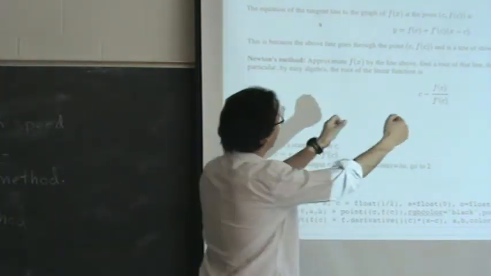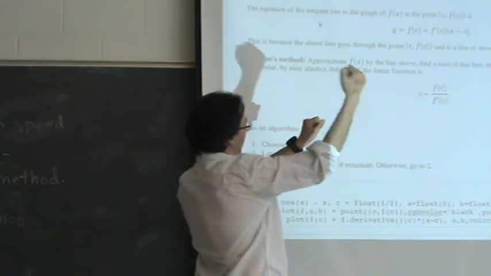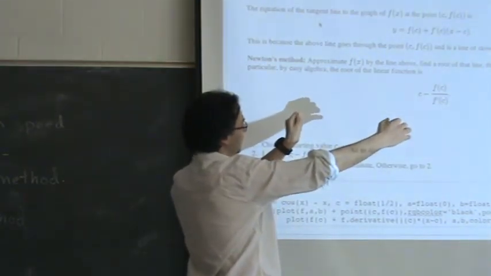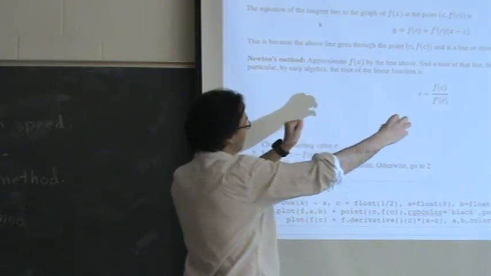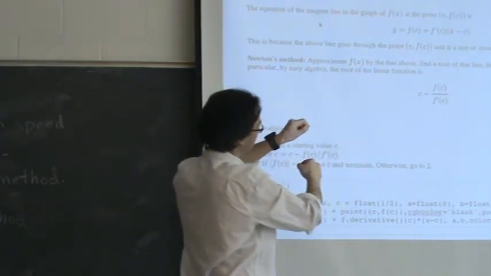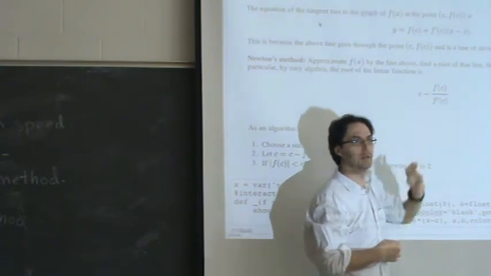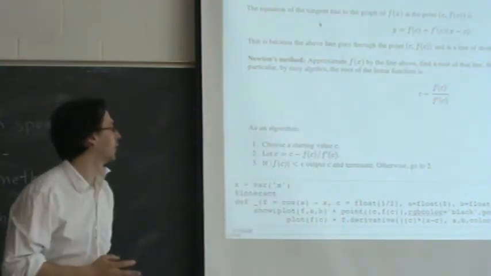If you set y equal to 0, you just have minus f of c equals f prime of c times x minus c. And you're solving for x, so you divide through by f prime, and that gives you this. And then you add c to both sides and you get this. And that's it. That's Newton's method.